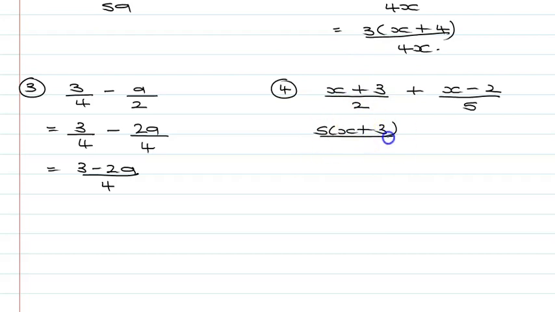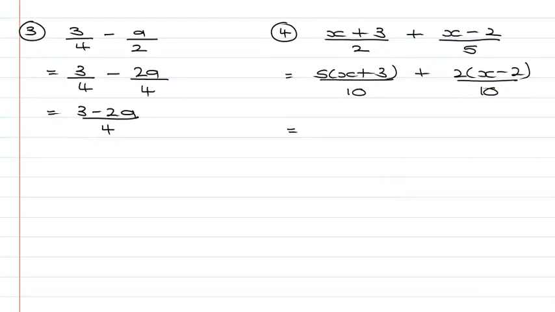Now you can either do it straight away or you can just write it like that in factorized form. And then to get denominator of 10 here, I need to multiply this fraction by 2. So 2x minus 2 all divided by 10. So now, in order to simplify, I'm going to multiply out the brackets. So the numerator there gives me 5x plus 15 plus 2x minus 4, and it's all divided by 10.